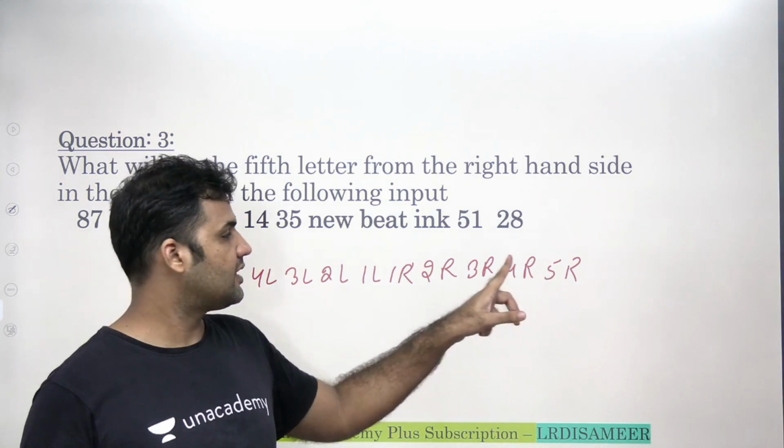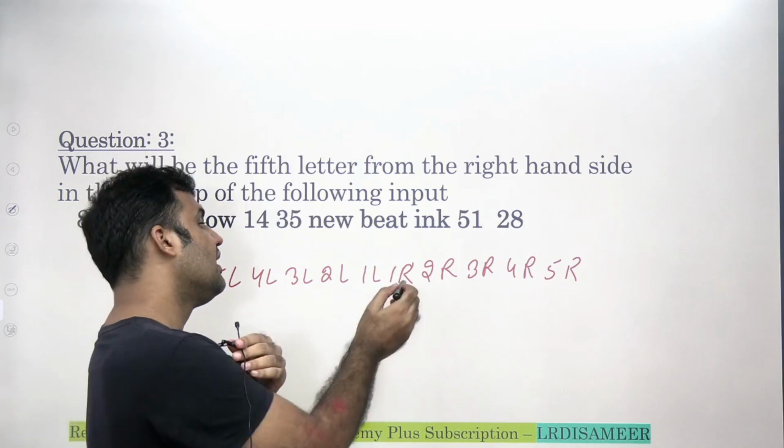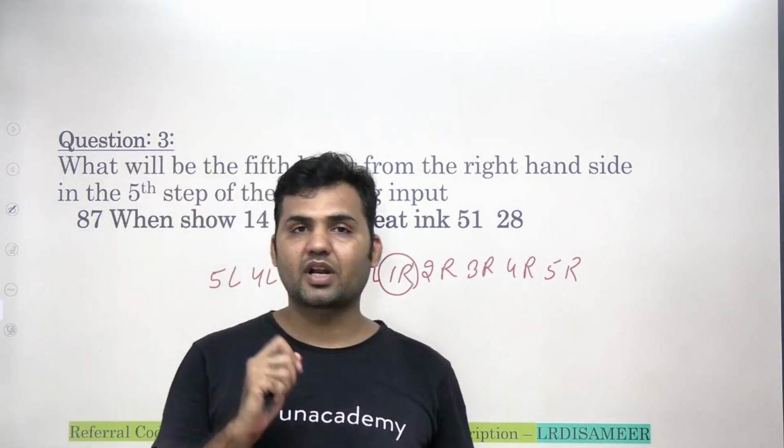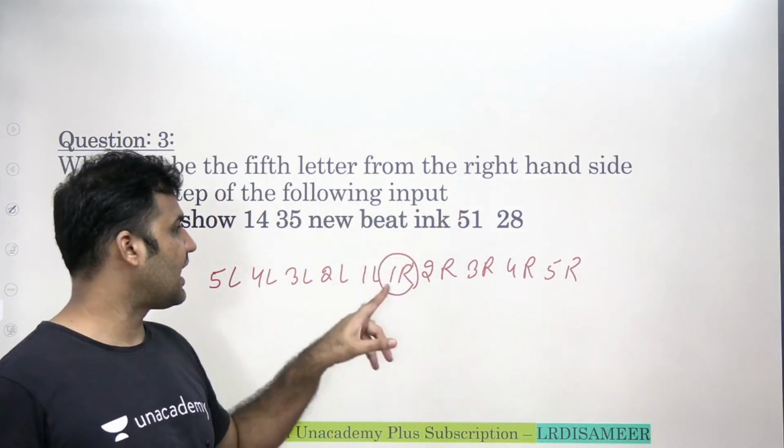First letter from the right hand side. This is second. This is third. This is fourth. And this is the fifth element from the right hand side. The fifth element from the right hand side will be the element whose rank is 1R. Now, tell me which element has been ranked as 1R.